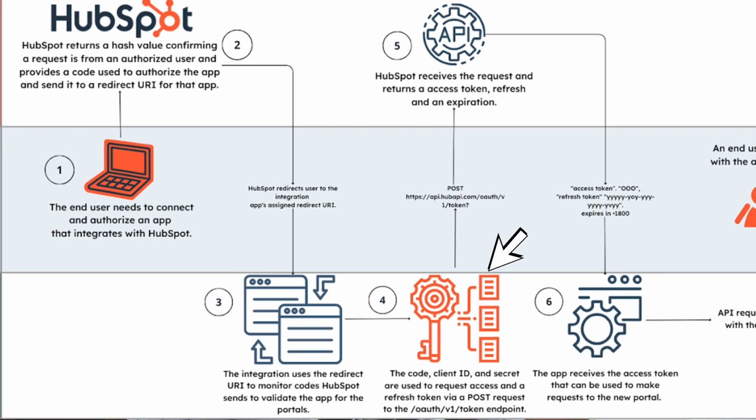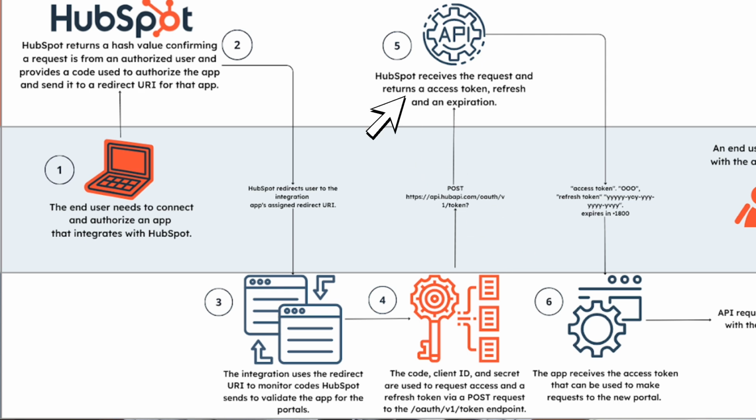Then comes the token exchange. Your app's backend receives this authorization code. It then immediately makes a secure direct request to HubSpot's token endpoint, exchanging the authorization code along with your client ID and client secret for two crucial tokens: an access token and a refresh token.